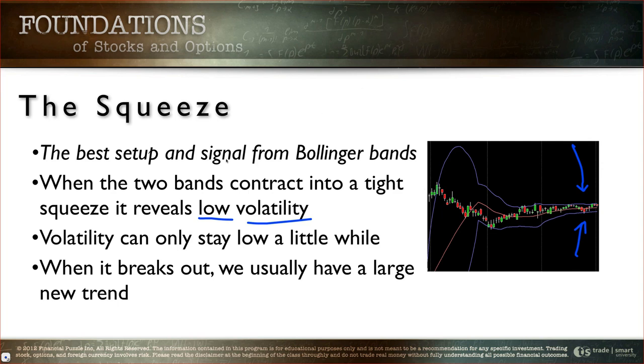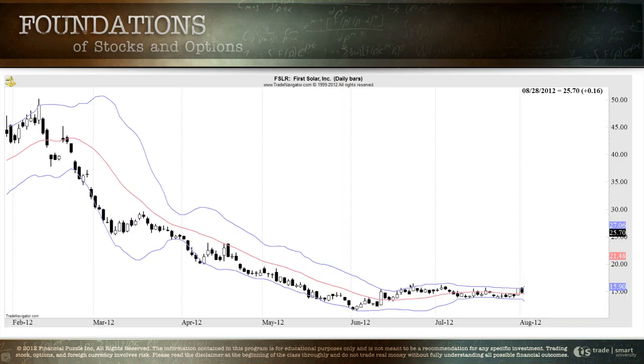All right? Yes, this is Sunoco. Yes. All right, volatility can only stay so low for a little while. When it breaks out, usually we have a really big new trend. So let's take a look over here. This one's on First Solar. This was a really good move that we had just a couple of months ago, actually.